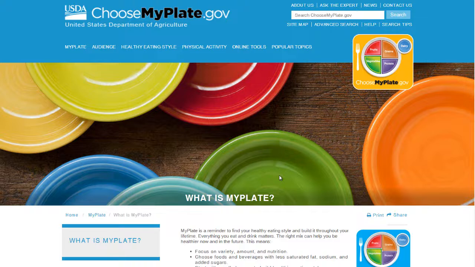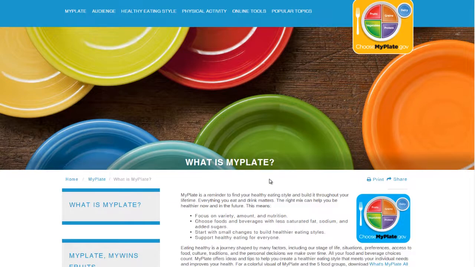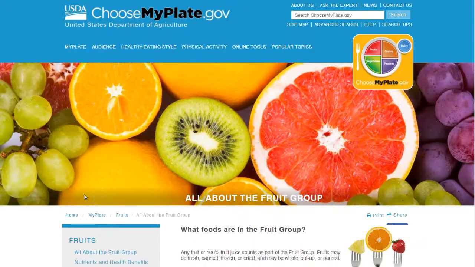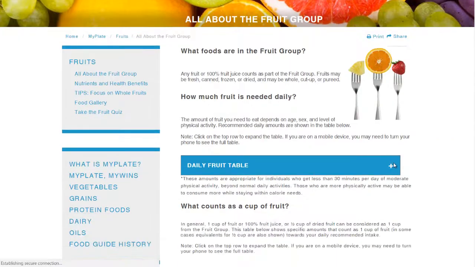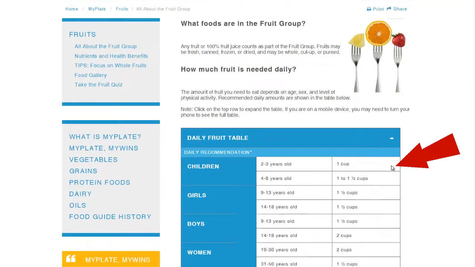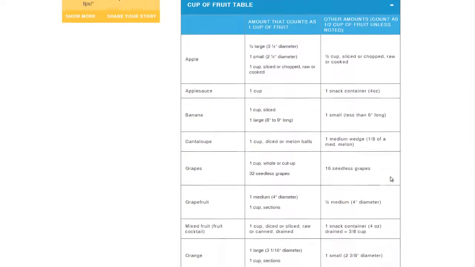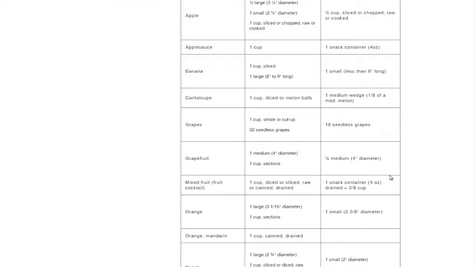If you're on the website, this is how it works. You click on the food group, then click on the plus sign by daily table and plus sign by cup table, and see all the ingredients in that food group. You can also see this in some printed format. You just need to know what you're looking for so that you recognize it when you see it.